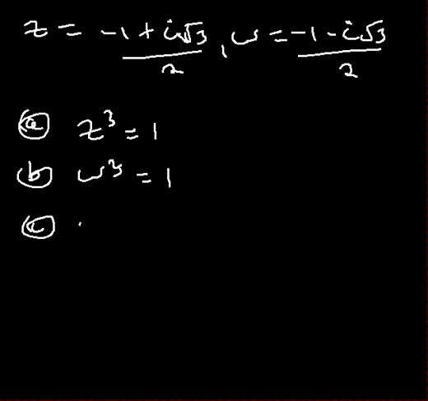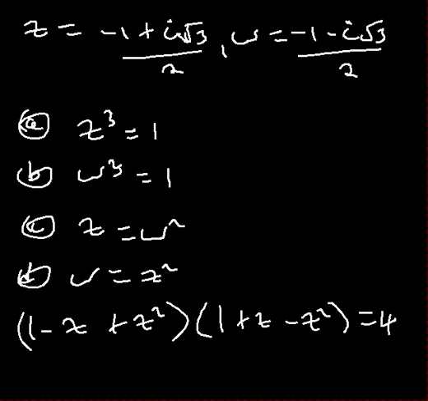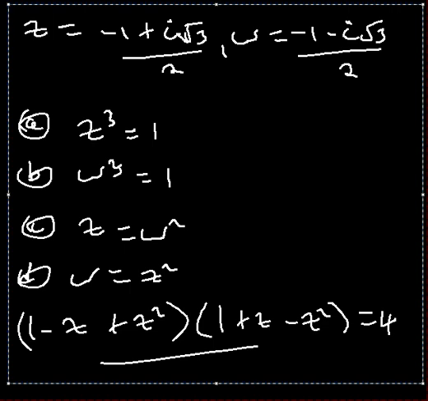And z is the same as w squared. We have to verify if that is true, and also w is equal to z squared. We have to verify if that is true. And also in the same case, (1 minus z plus z squared) times (1 plus z minus z squared) is equal to 4. We have to verify if this is true or not. So try to practice such cases and appreciate your ability, to see whether you have understood the context or not.